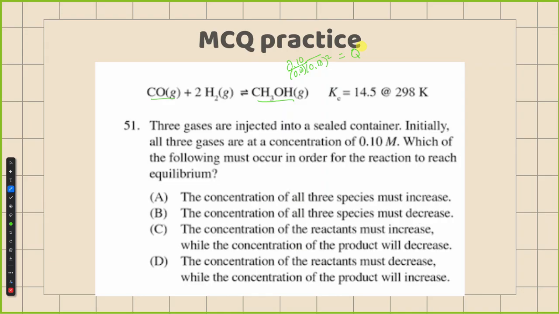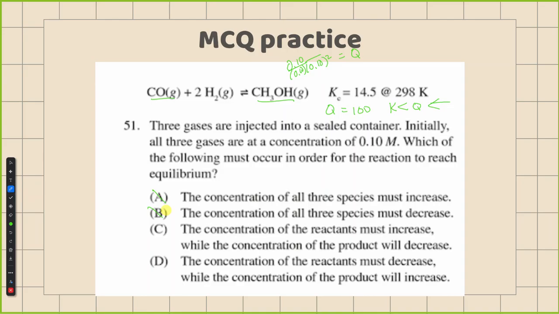So I'm getting 100 for Q. So Q equals 100. That means that K is less than Q. It means it's going to shift left in order to get to equilibrium. So A is out, and B is out too, because they're not all going to increase and they're not all going to decrease, because it's shifting one direction to get to equilibrium.